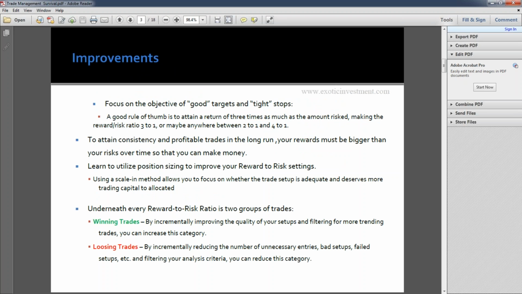So when you have to survive in the market, you have to always focus on the objective of good targets and tight stops. I spoke about this in the previous lessons. Focus on the objective of good targets and tight stops. Whenever there is potential of an underlying asset to go higher, you have to buy it. Okay, though it has made really huge cuts in your pockets, if it is giving a buy signal.